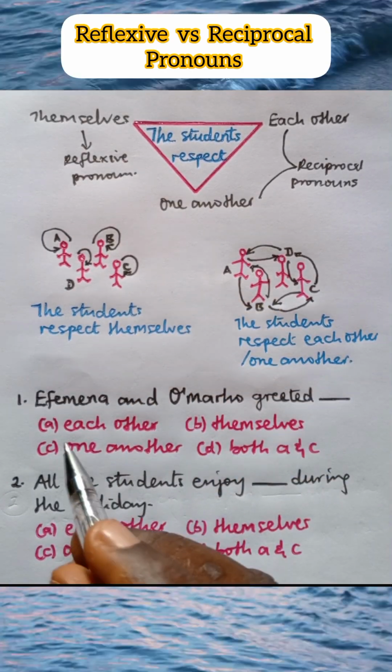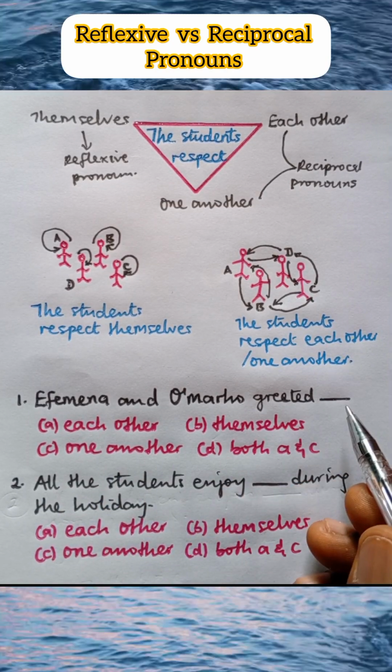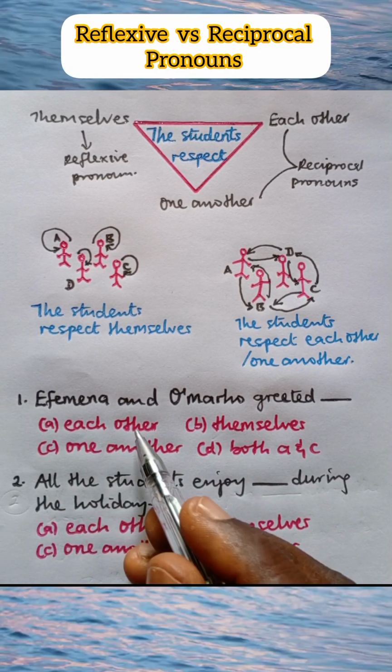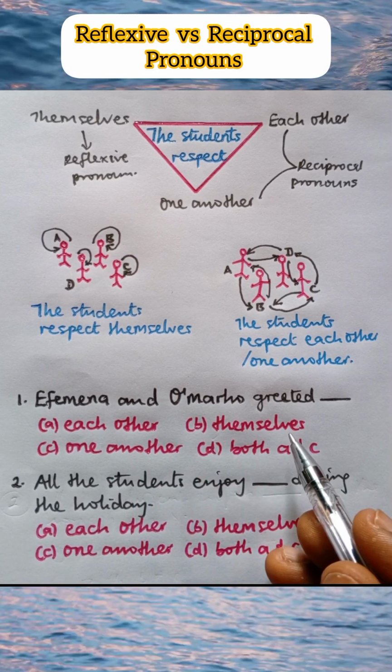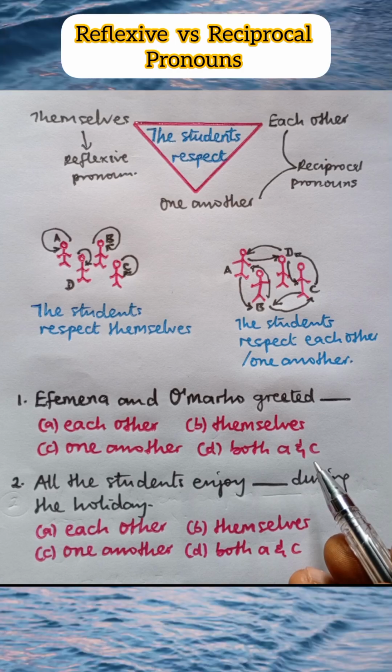One says, Efemena and Ogenemaru greeted blank. A, each other. B, themselves. C, one another. D, both A and C are correct.